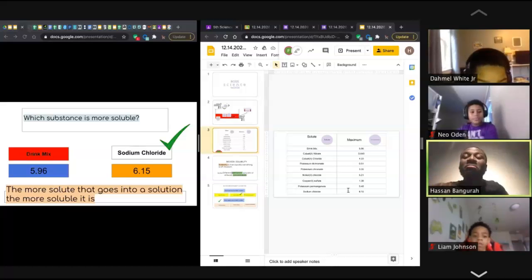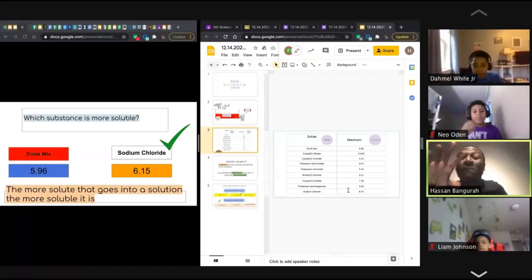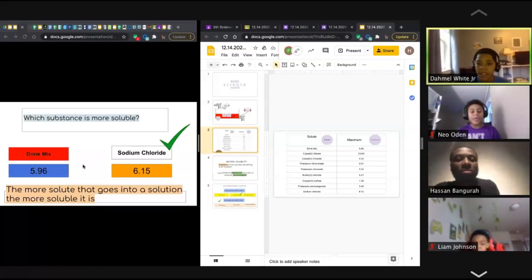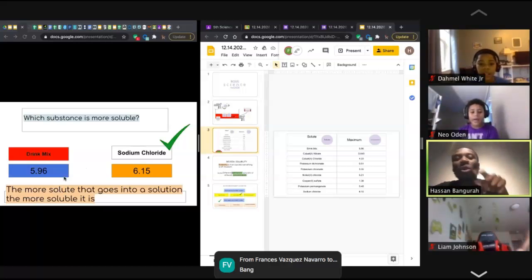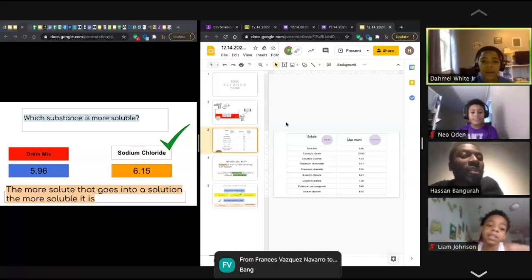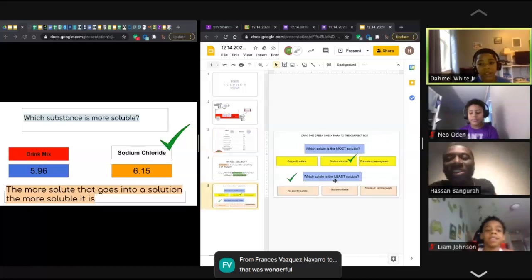Good. So what does it mean if the number is the biggest? I think it means that more of the particles dissolved in it. All right, more particles can dissolve in the liquid. What if the number is the smallest? Well, less will dissolve. All right, perfect.